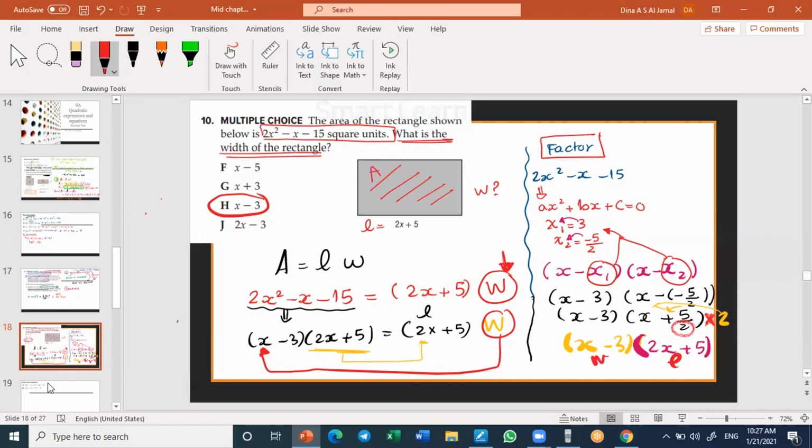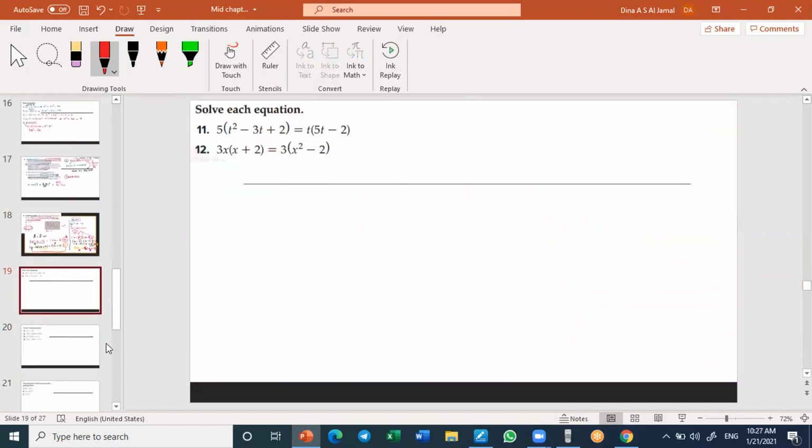Good. Now let's go to the other question. 11 and 12. In 11 and 12, all you need to do is solve each equation. But to solve it, you first need to apply some rules, like the distributive property, the FOIL method, or something like this. Now let's focus together. First of all, in 11, all I need to do is the FOIL method and the distributive property here. So don't forget that we have an equal sign between them.